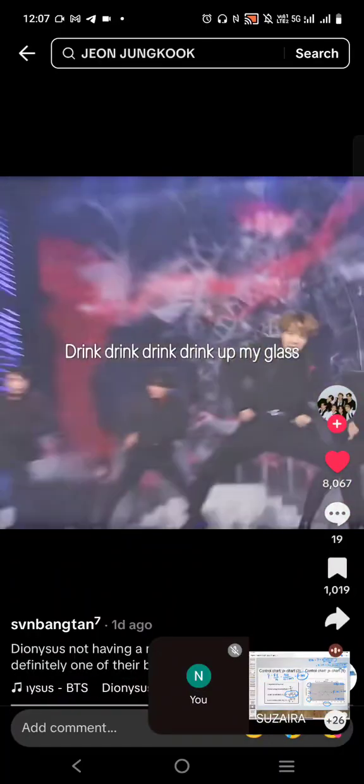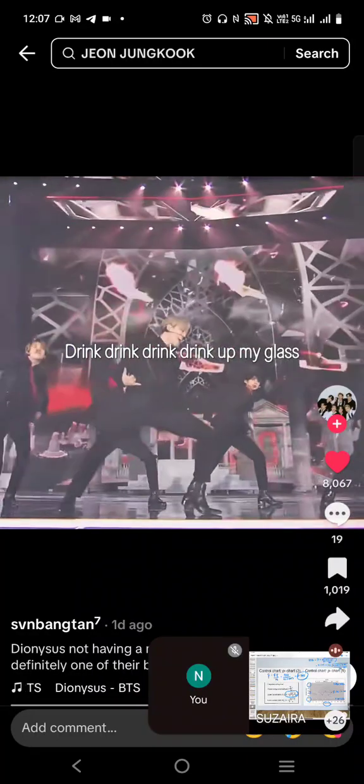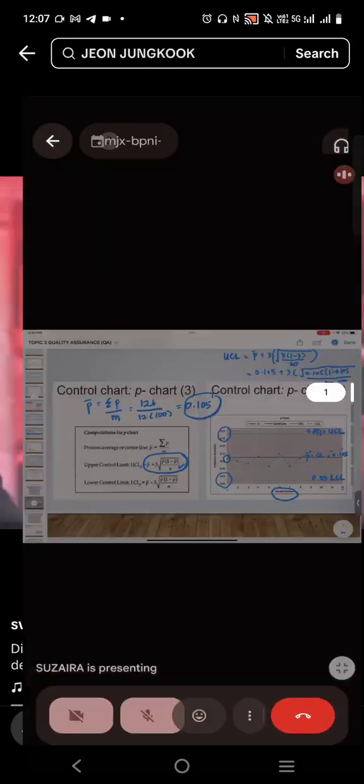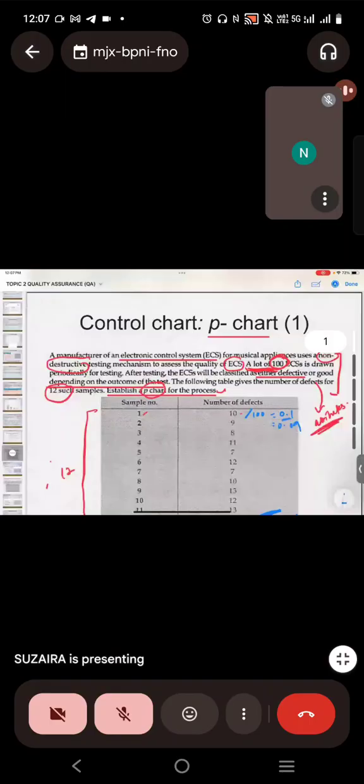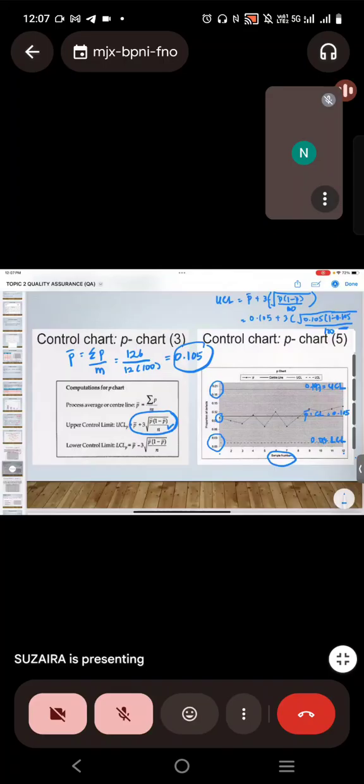So you can see the first one you have like 0.10. Okay. You just divide all of these numbers by 100. So that is for the P chart. Okay. So once you have this, then you plot, and we can actually connect one plot to another, and then you can look at the trend.